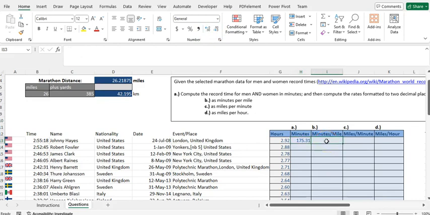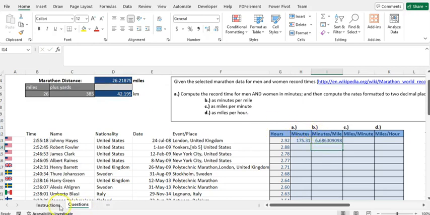Okay, the next thing, the number of minutes per mile. So anytime you see that, you're just talking about a fraction. You're going to do exactly what it says here. You're going to take the minutes and divide it by the miles. So equals the minutes divided by, and we're going to use this 26.21. Now I need to lock that, because when I drag this down, I want it to always be D4. So remember to lock it. You use your dollar signs around the D and the 4 to lock it in place.